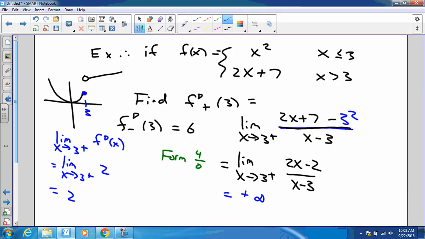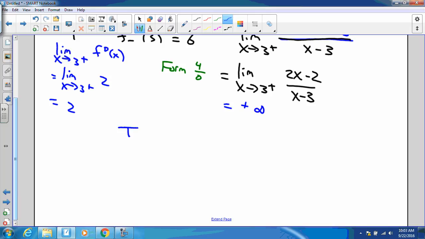So we have an important distinction. f prime from the right at c is not the same as the limit as x goes to c from the right of f prime of x. That fact crystallizes the delicacy or care that you have to take with the derivatives from the left and the right.